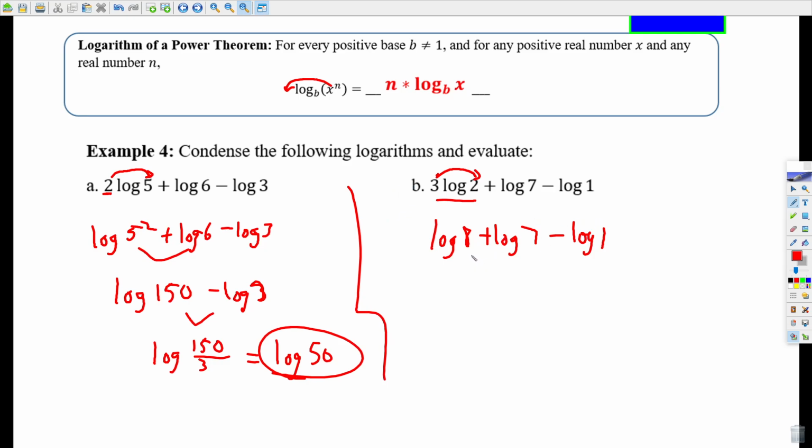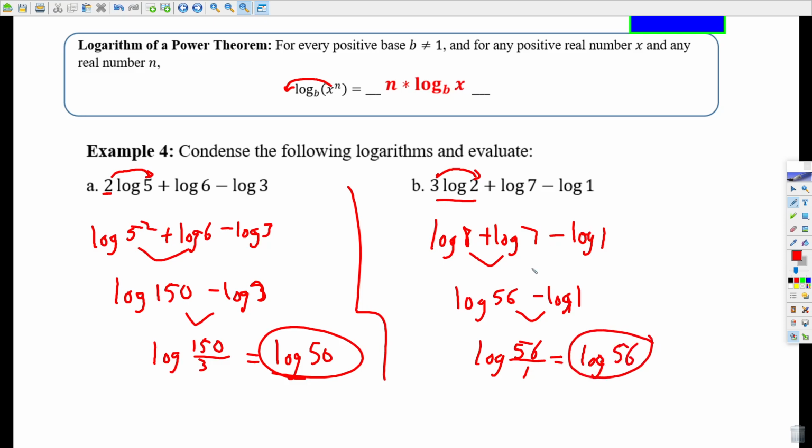Okay, so we have multiplication between these two. So we have log 8 times 7 is 56 minus log 1. And here we have division because there's subtraction between the two. So this would be 56 over 1. Well, does that really change anything? Nope, not at all. So it's still log 56.